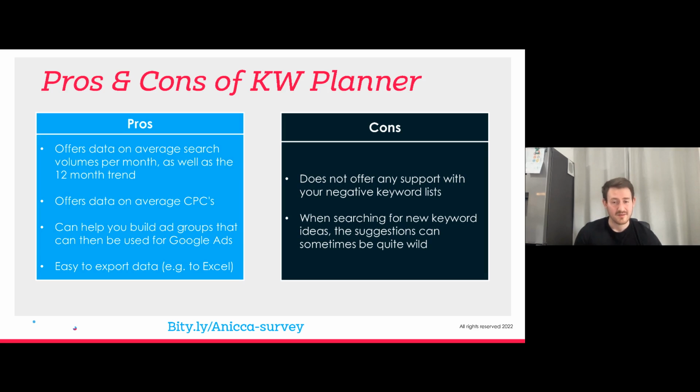And also, when searching for new keyword ideas, the suggestions can sometimes be a little bit wild. What I mean by that is sometimes the suggestions that you have given to you can be tens, if not hundreds of thousands of search volume per month. And some of them are quite generic terms as well, that in reality aren't necessarily those highly conversional terms that we'd look to use from a Google Ads point of view.